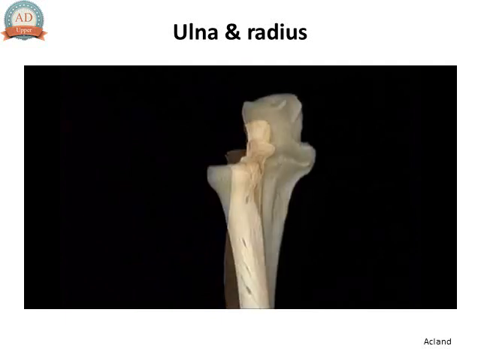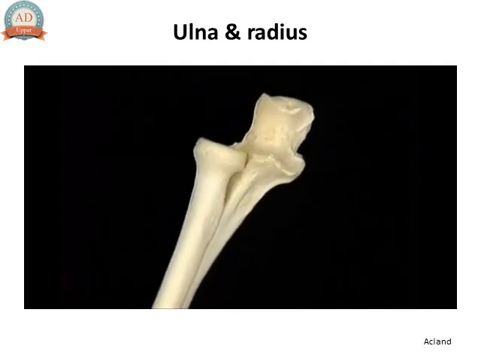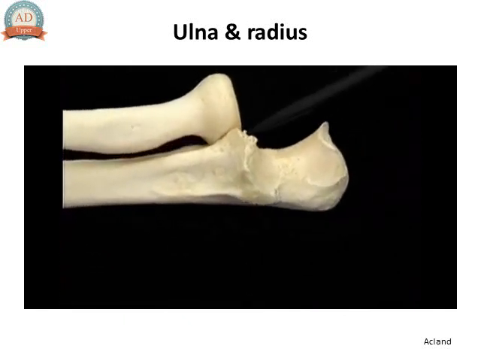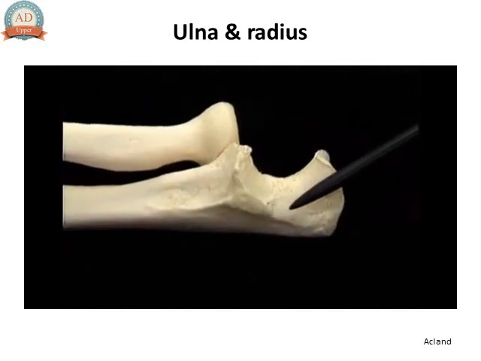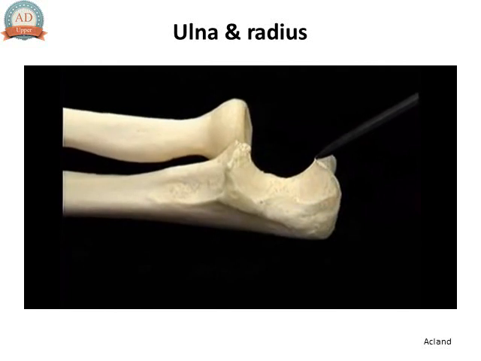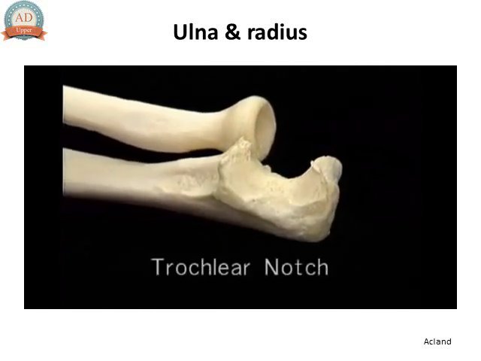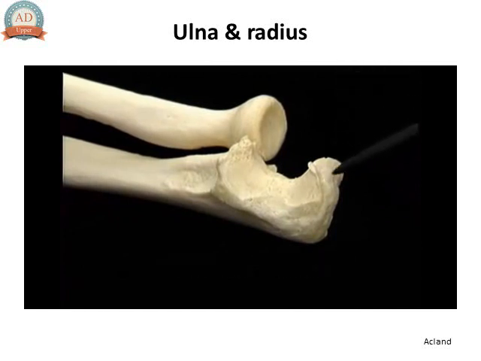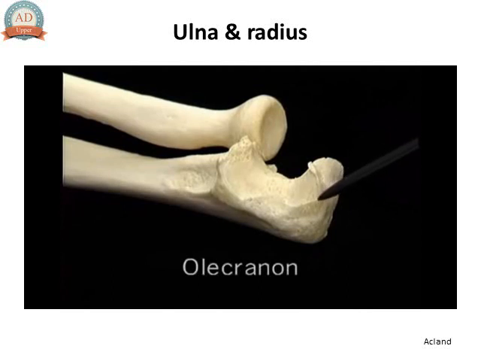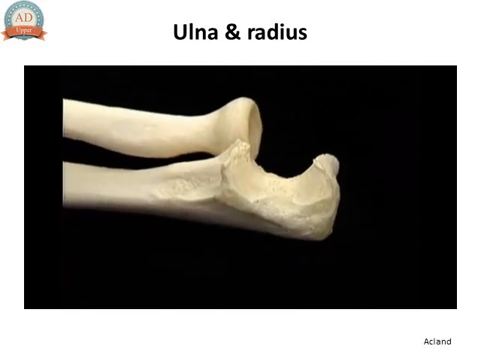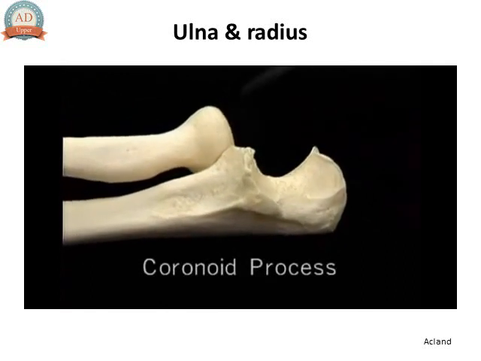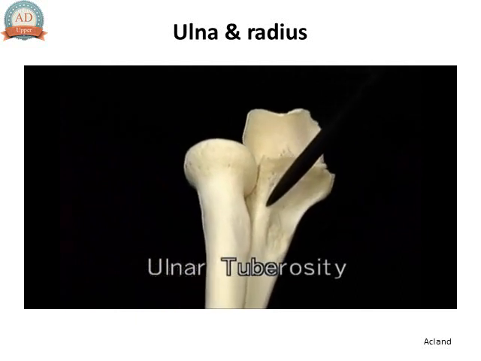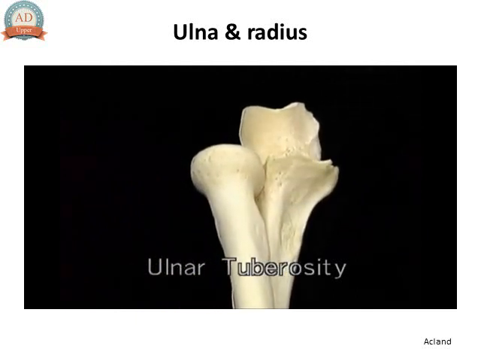Let's look at the proximal ends of the radius and the ulna. We'll look at the ulna first. The main feature of the proximal end of the ulna is this large curved articular surface. The curve that it forms is called the trochlear notch. It articulates with the trochlea of the humerus. The very proximal end of the ulna is the olecranon. The triceps tendon is attached to it. This projection is the coronoid process. Distal to it, this rough area, the ulnar tuberosity, marks the insertion of the brachialis tendon.